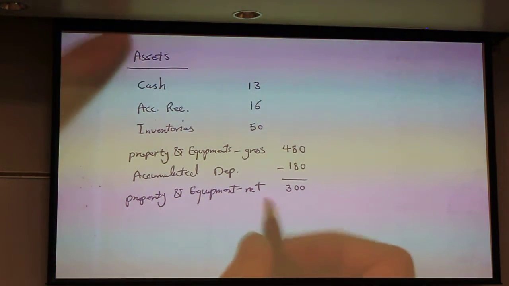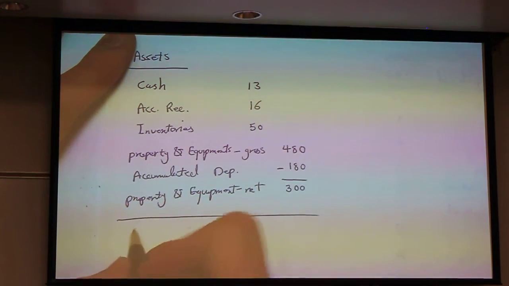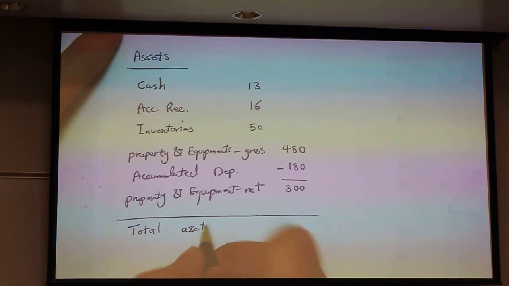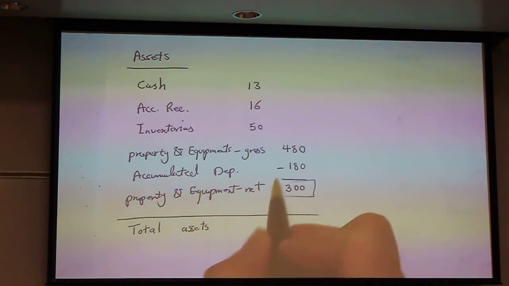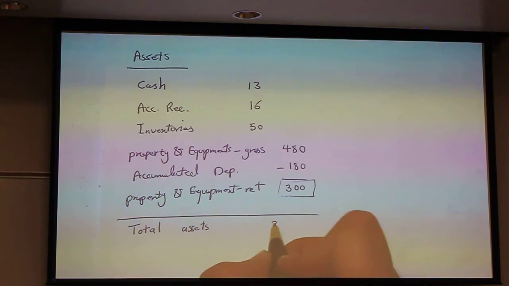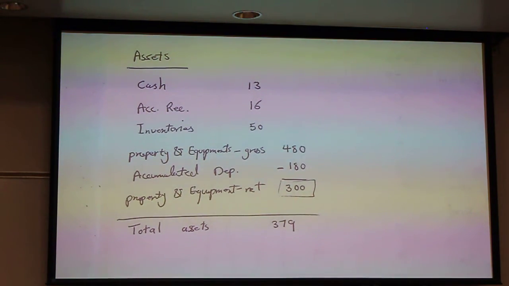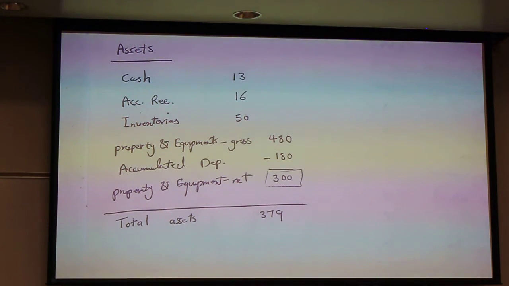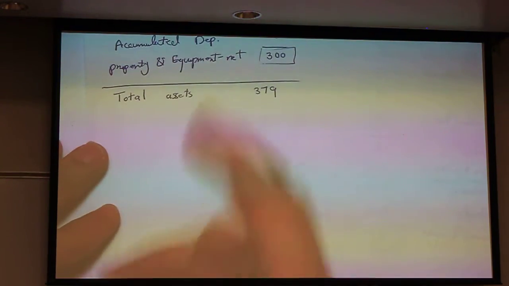So we're good with total assets. $300 plus 50 plus 16 plus 13, $379,000. The assets are financed through liabilities and equities. No question on assets? Okay.